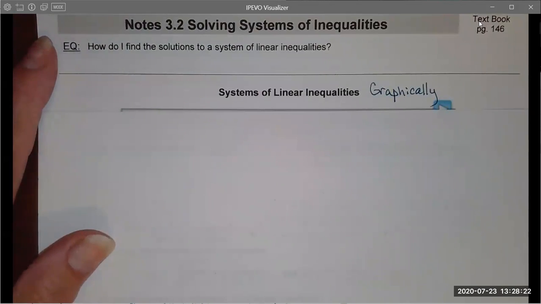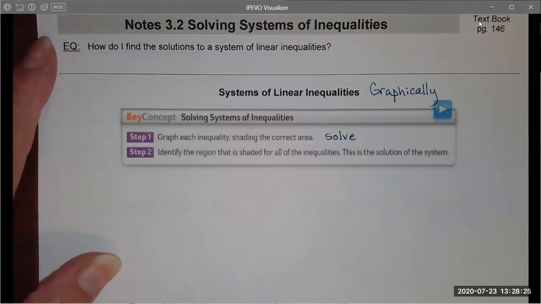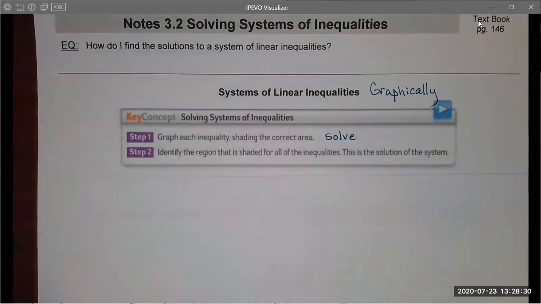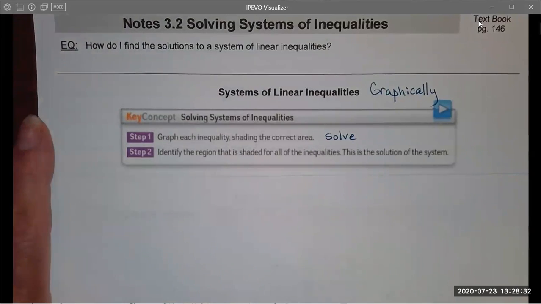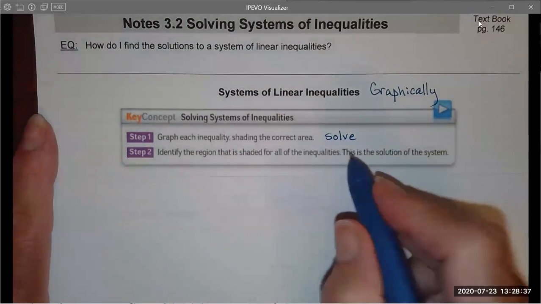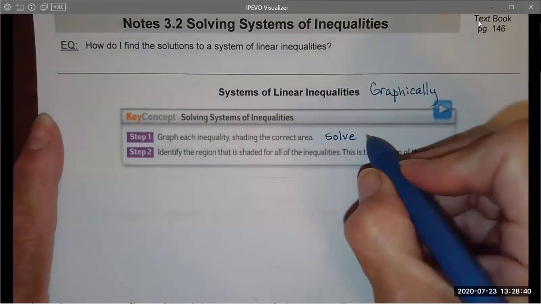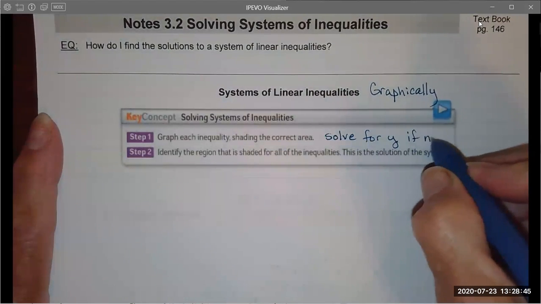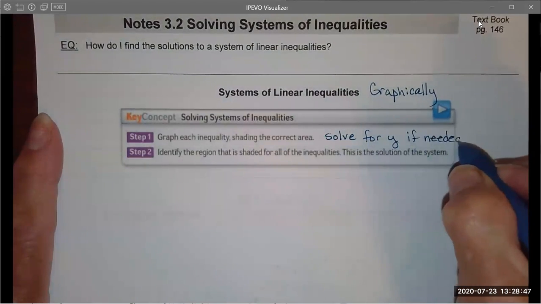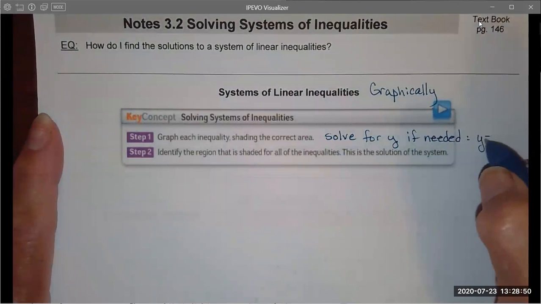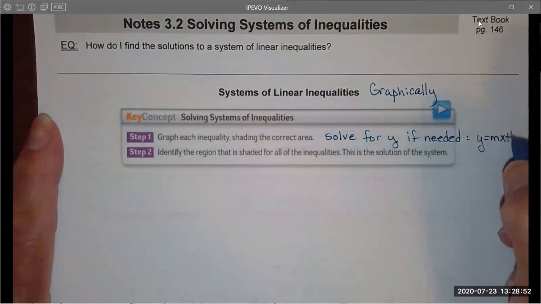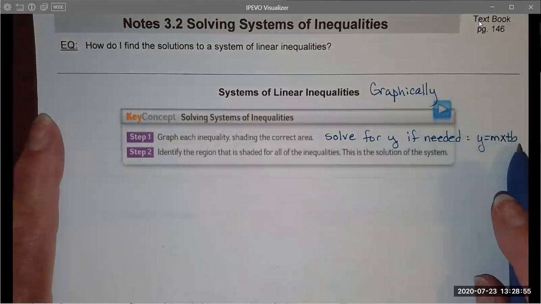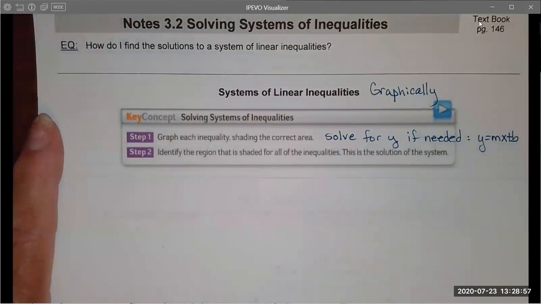To do that, we have a couple of steps that we're going to follow. We are going to graph each inequality, shading the correct area. We're going to identify the region that is shaded in multiple colors, and that will represent our solution set. I think it's important to make sure that we solve for y, if needed, so that our equations are in slope-intercept form. This is how we learn what the slope is and what the y-intercept is, and that's important when graphing.